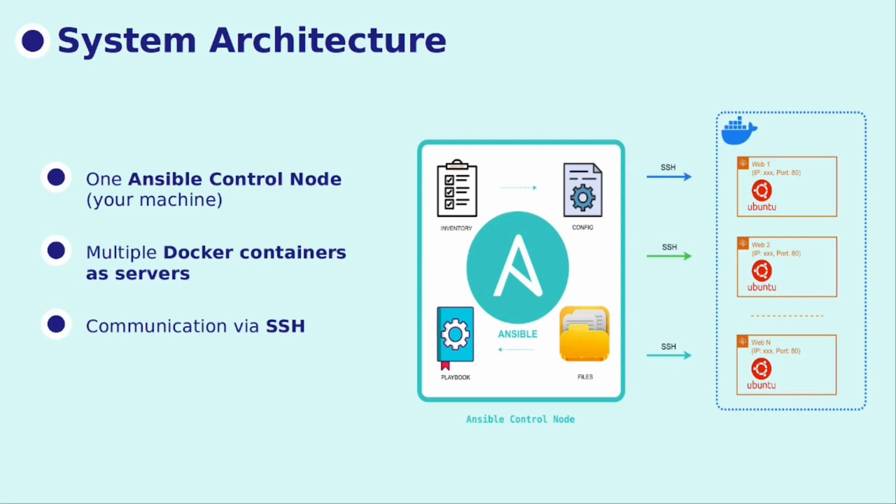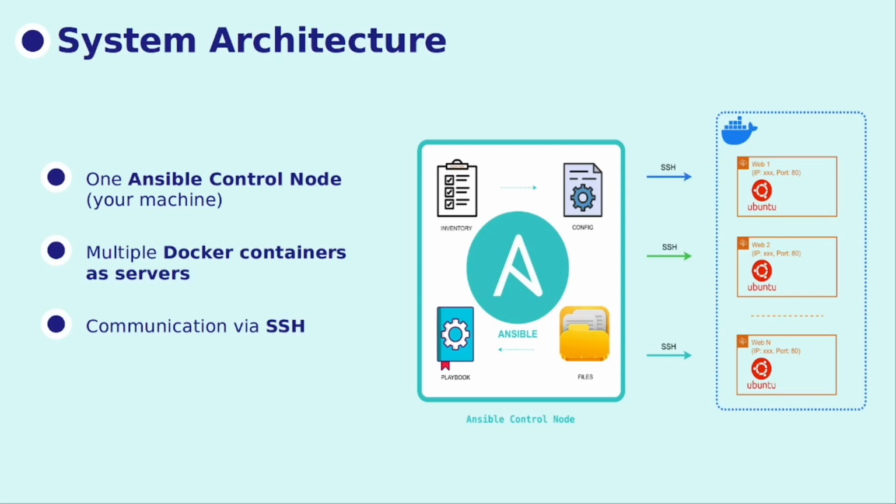System architecture. Let's start with the big picture. Our system has three main components. 1. Ansible control node. This is your local machine. 2. Multiple Docker containers acting as servers. 3. Communication via SSH.